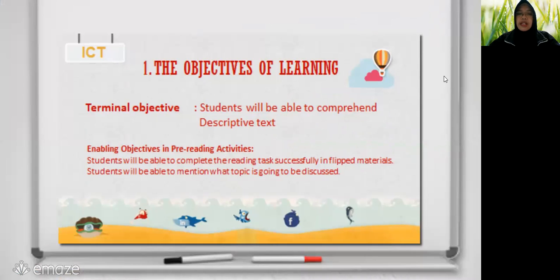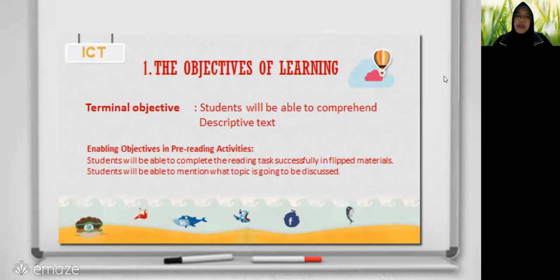Now let's come to the first discussion, that is the objective of learning. The objective of learning is divided into two, that are terminal objective and enabling objective. The purpose of terminal objective is to find out whether or not the lesson objective is achieved at the end of the learning process, while the enabling objectives are applied in every stage of learning. In online reading learning, 3 stages are applied, namely enabling objective in pre-reading activities, enabling objective in whilst reading activities, and enabling objective in post-reading activities.